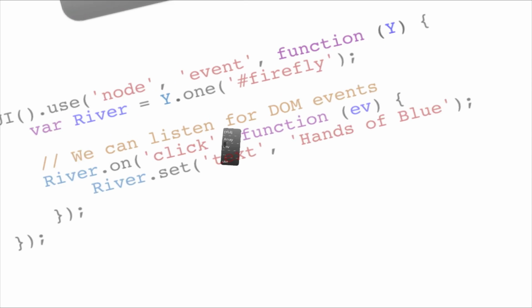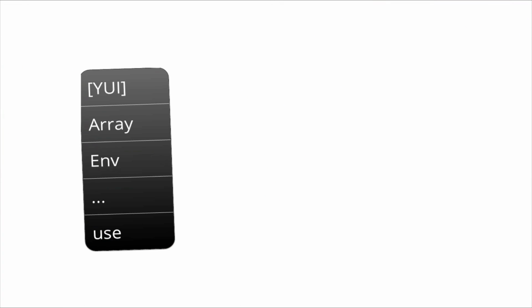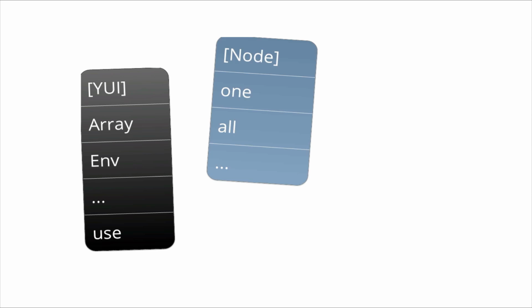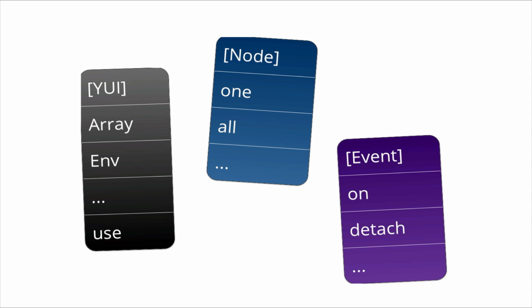So what is y? Well, I mentioned the YUI object earlier. That has different properties, array, environment, use, like we're using here. Say we want to add more to that. So we want node available, and all the properties in node and all the functions in node. So I want the one function, the all function. And then I also want the event object, so on, detach, all the good event functionality out there.